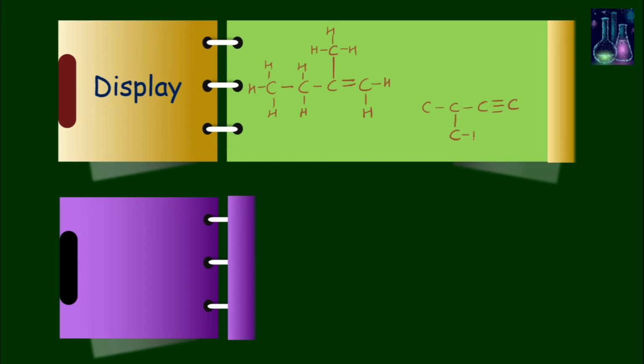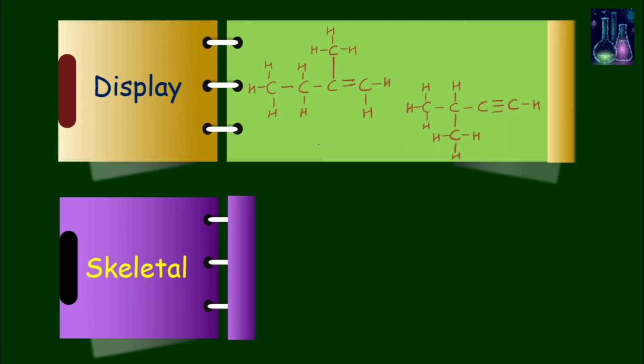Now let's draw the hydrogen atoms. 1, 2, 3. Here you have 1 hydrogen. Here you will have 1 hydrogen. Here no hydrogen, it's already there. And here you have 3 hydrogen atoms bonded to the carbon. So this is your display formula.